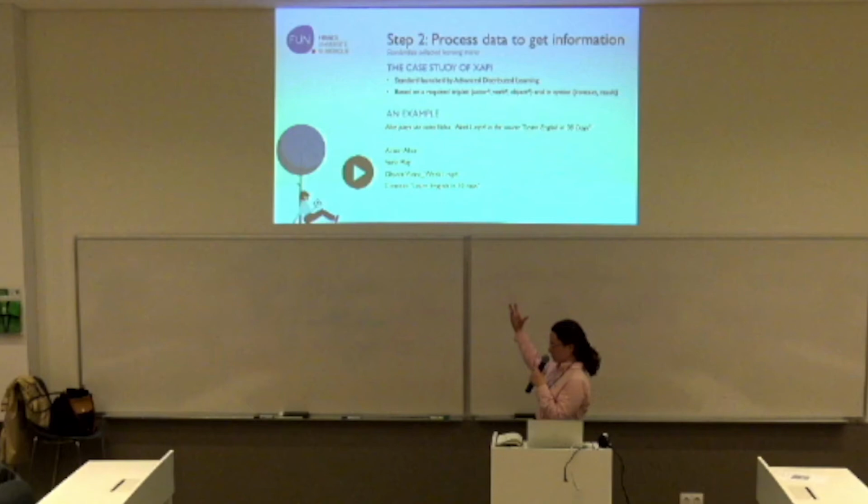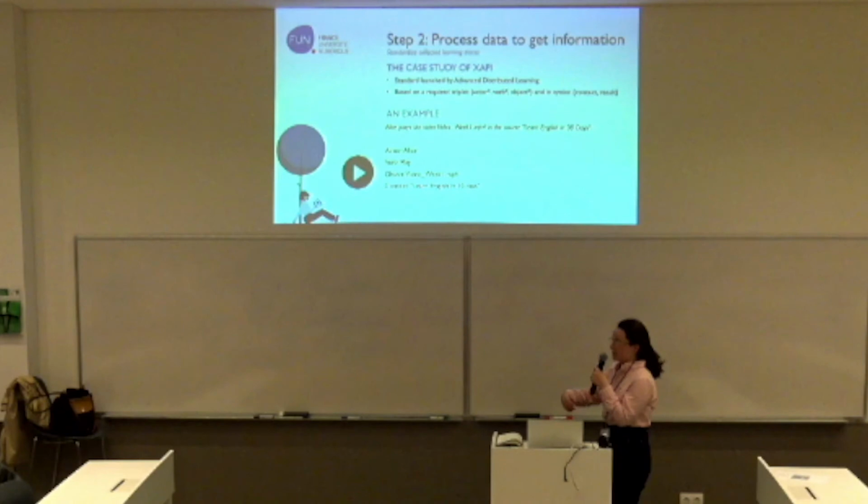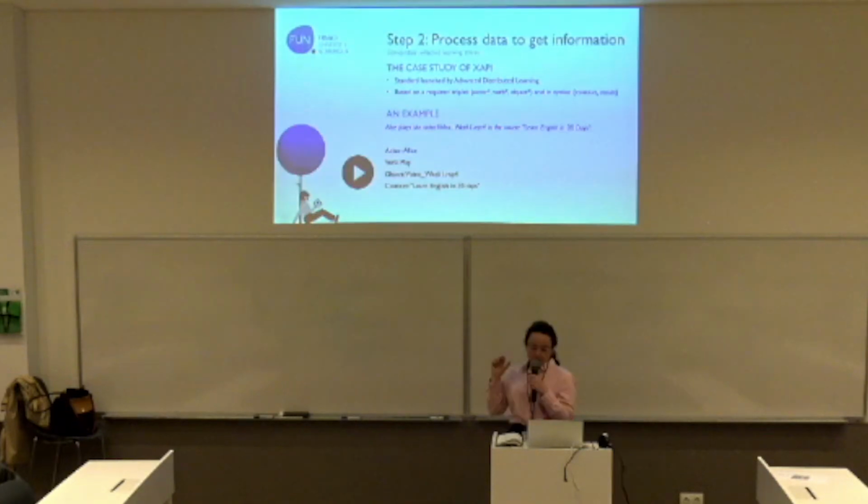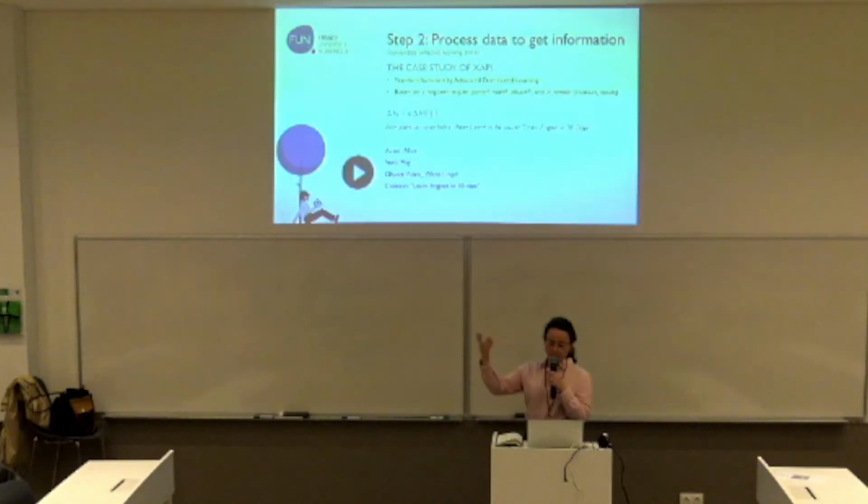So let's take this example. Alice plays the video file named videoweek1.mp4 in the course Learn English in 30 Days. It's a very simple action, and to describe an action, you need an actor, a verb, and an object. That's the real basis of the xAPI standard. xAPI is based on this basic triplet: actor, verb, and object. And considering also the complexity of the action, you can have additional fields such as context and result.